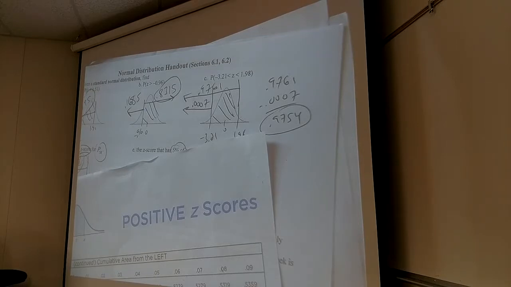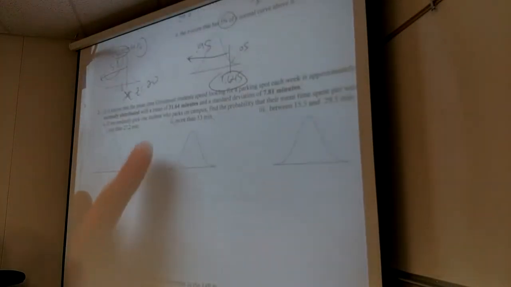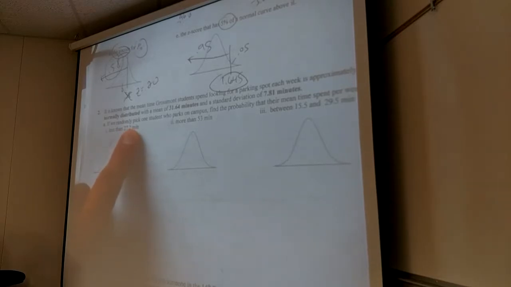No, it's not magic. All right, so we're going to finish this sheet out. These are if they're already z-scores. So the next part is, what do I do when I don't have z-scores?